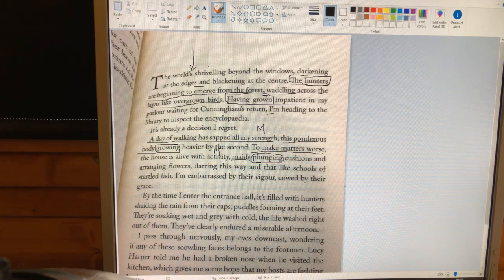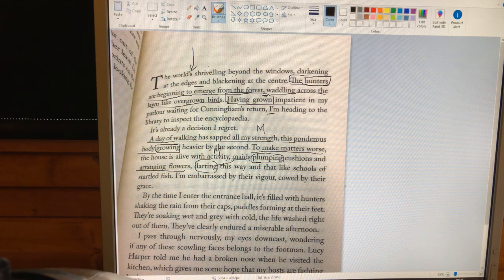We've got a to plus infinitive phrase, then a main clause, then an absolute phrase where it says maids plumping cushions and arranging flowers, and then we've got a comma and we've got the participle darting. Now, of course, darting is referring to the maids. The maids were darting this way and that. And so here we've got a participle phrase, but it's not describing the flowers; it's not the flowers that were darting this way and that. So it's describing a word further back in the sentence, so we need a comma before the word darting. So this is a participle phrase coming after the absolute phrase.